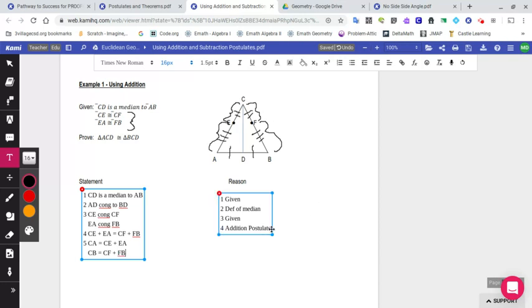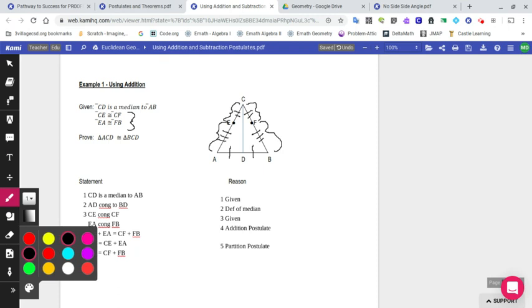Now the reason I can say both of those things is number 5. That's the partition postulate. That is the whole CA equals the sum of its parts, CE plus EA. And this whole CB equals the sum of its parts, CF plus FB. So that's how that partition postulate works. And now the third step, all three of these, 4, 5, and 6 go together. I'm going to now use what's called the substitution postulate. I don't have that one on this sheet.